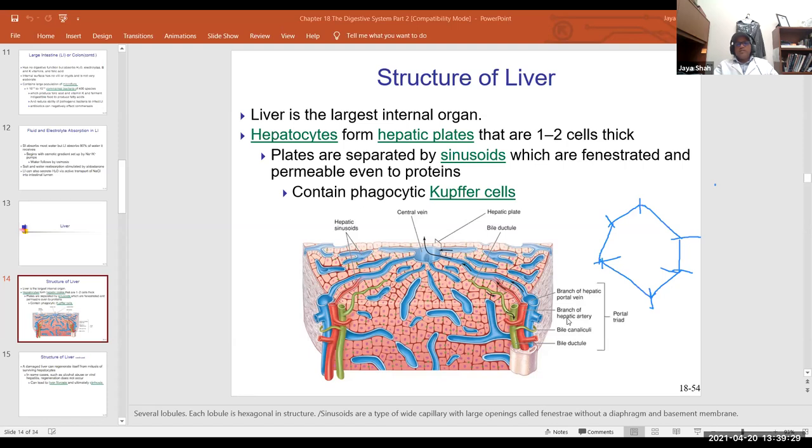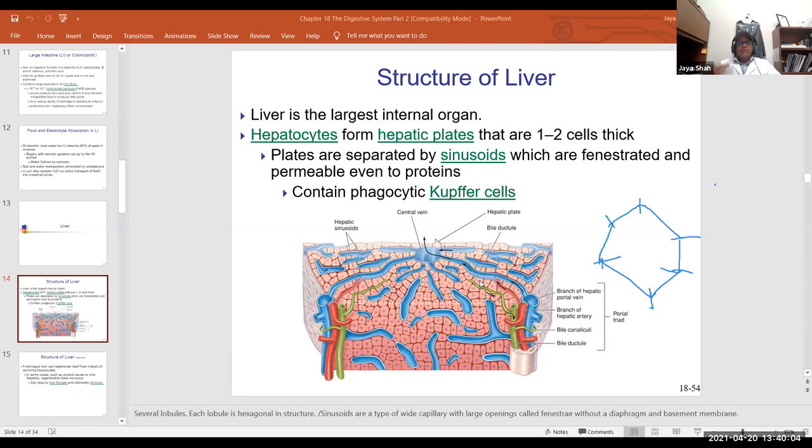Then there is the branch of the hepatic artery, which is a branch of the aorta. This is carrying red oxygenated blood. When they enter, they form the hepatic sinusoids. And the cells of these hepatic sinusoids have holes. Usually the plasma membrane of cells has no holes, but in these cells there are holes. So all the nutrients, let's say it is carrying amino acids and glucose, the glucose will pass through these holes and go to the hepatocytes.